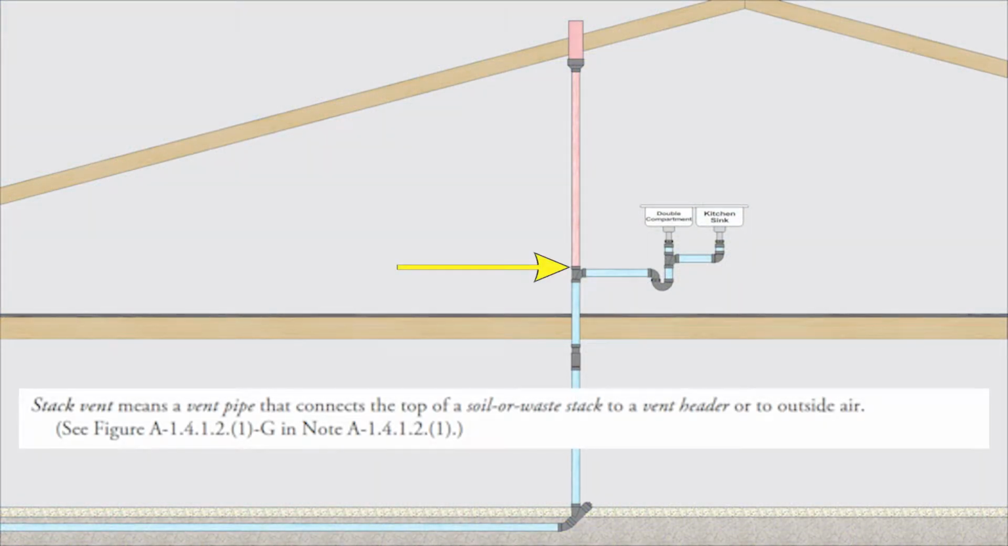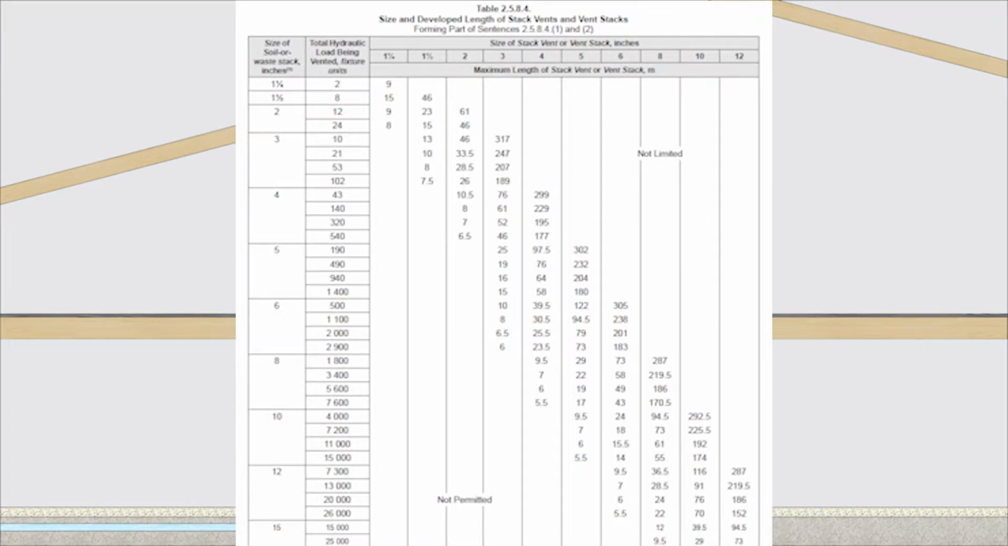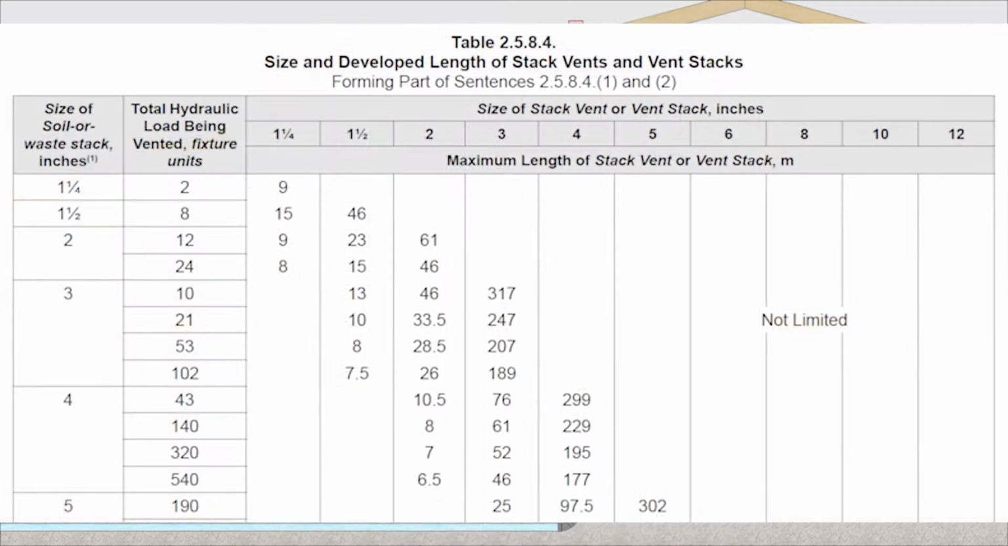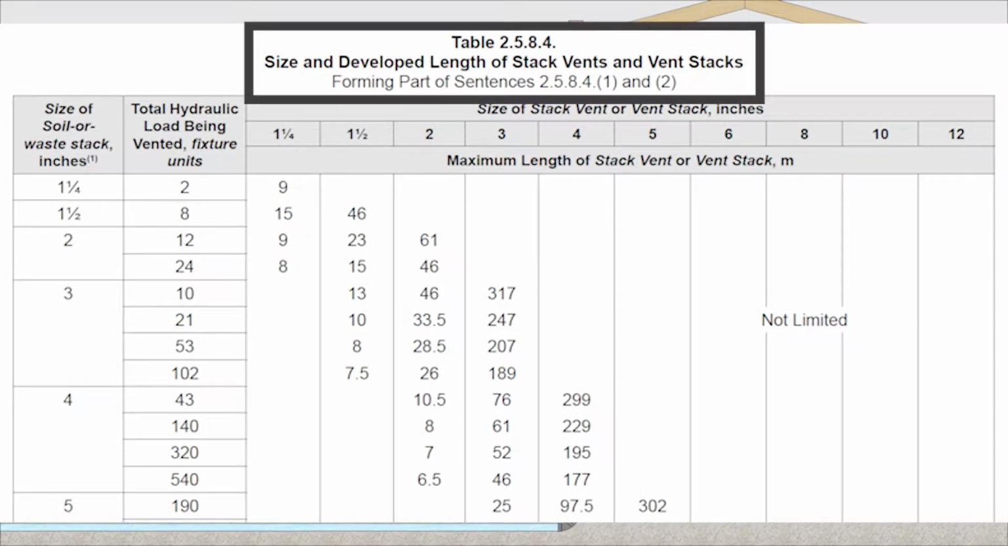A stack vent is a vent that goes from the top of a soil and waste stack, all the way to outside air. The table we use to size stack vents is table 2584, and notice it is used for sizing stack vents and vent stacks. Vent stacks happen in a different video though.